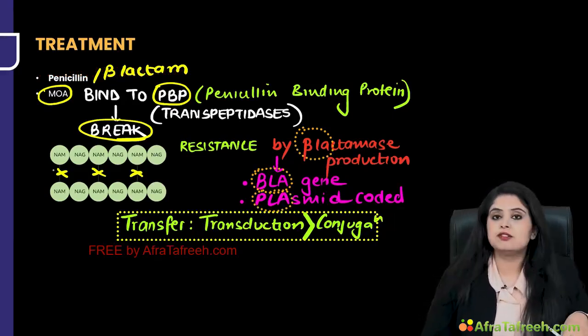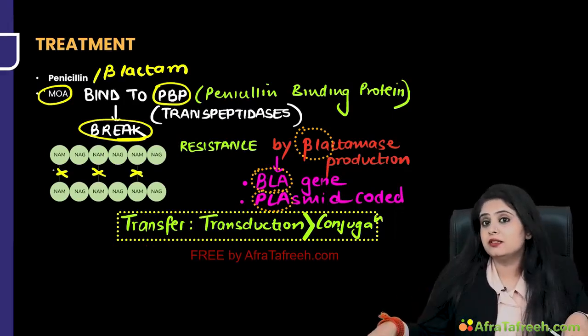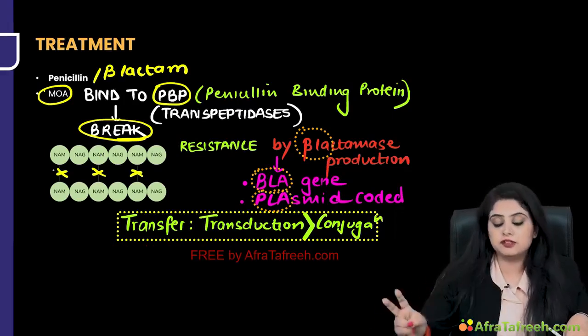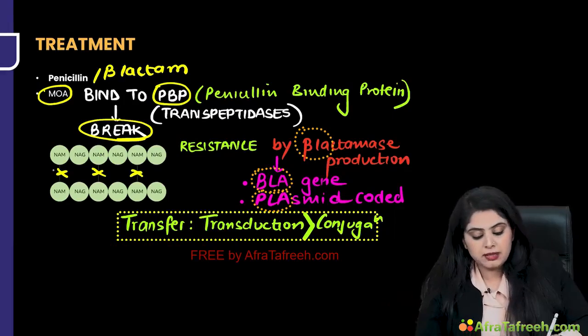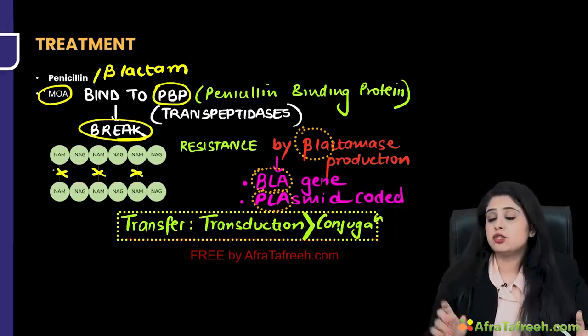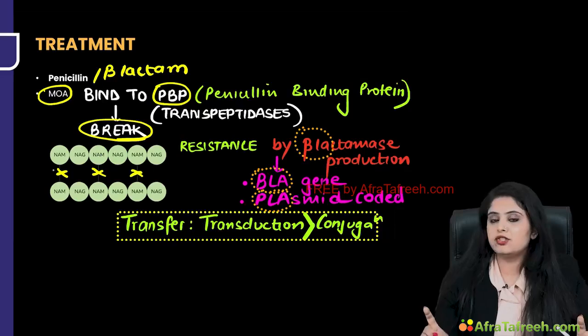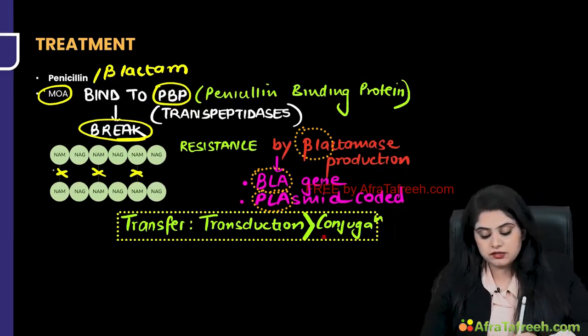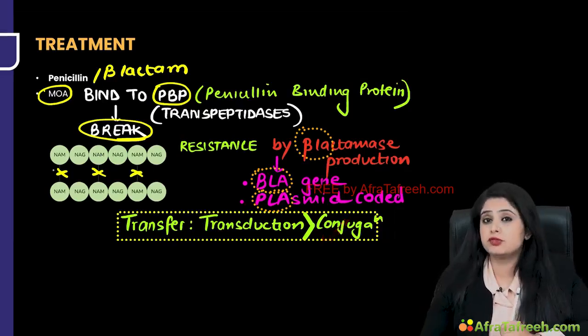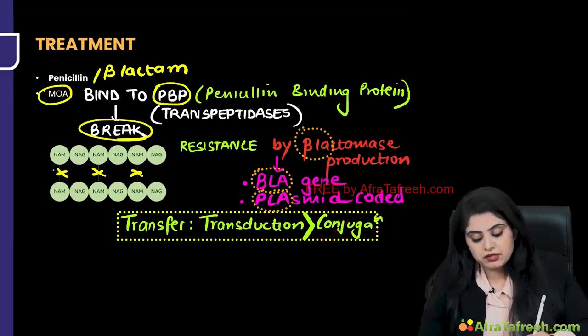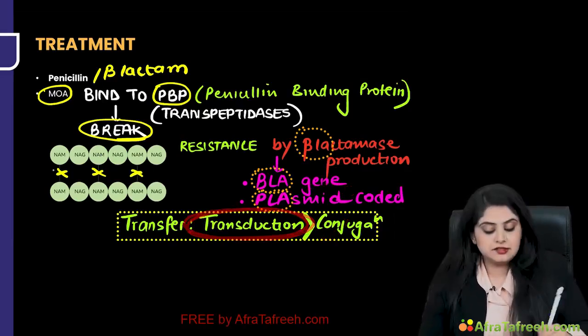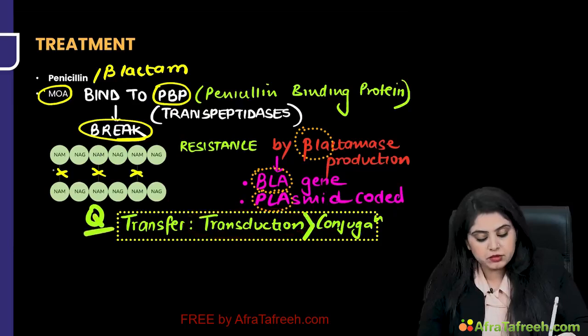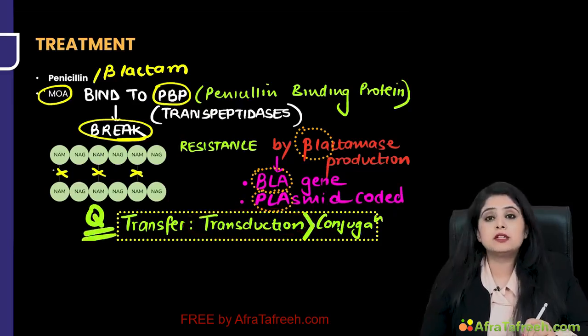If one bacteria is resistant, how will it transfer it to another bacteria? How will Staph to Staph transfer happen? So remember, there are two methods: transduction and conjugation. Listen to me very carefully. You've done this in your general micro also. All the resistances are transferred by conjugation most commonly. But for Staph aureus, the most common mode is transduction, and that is a very famous question. The transfer of resistance by transduction, more common than conjugation.